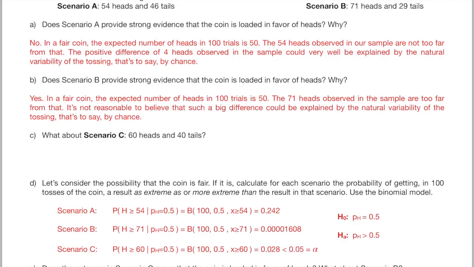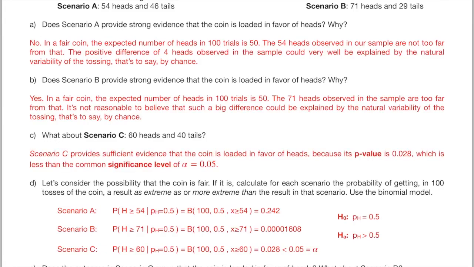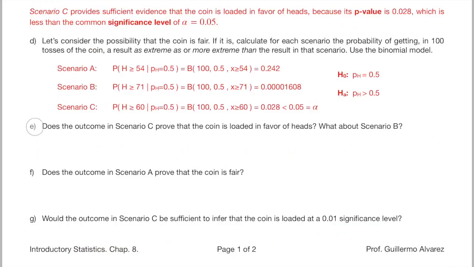With these ideas in mind, we can answer letter C. Scenario C provides sufficient evidence that the coin is loaded in favor of heads because its p-value is 0.028, which is less than the common significance level of 0.05. Letter E. Does the outcome in scenario C prove that the coin is loaded in favor of heads? What about scenario B? In scenario C, the answer is clearly no.